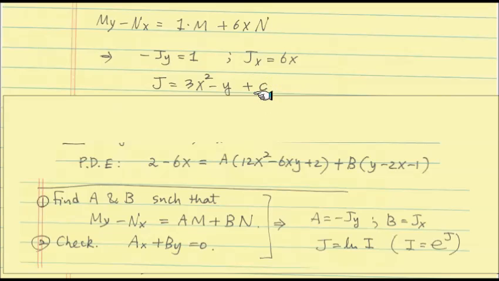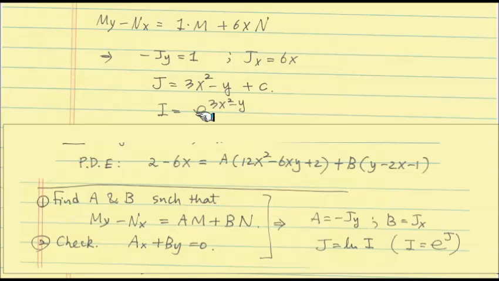And there are many possibilities for j. There's an arbitrary constant c, but by choosing this one, what it really does is throw an additional constant into the exponent. That's the same as multiplying by e to that constant. Now we're multiplying this integrating factor to the original differential equation, so that constant multiplication doesn't do anything. So you can always safely choose this part to be 0. Therefore, the integrating factor is e raised to the power 3x squared minus y.